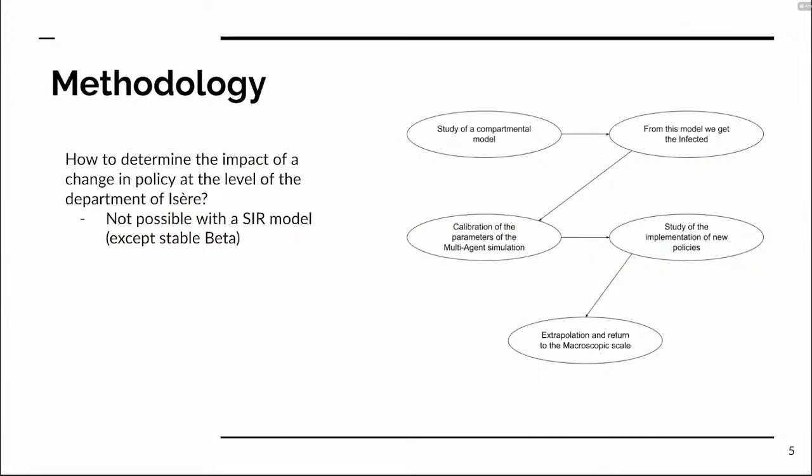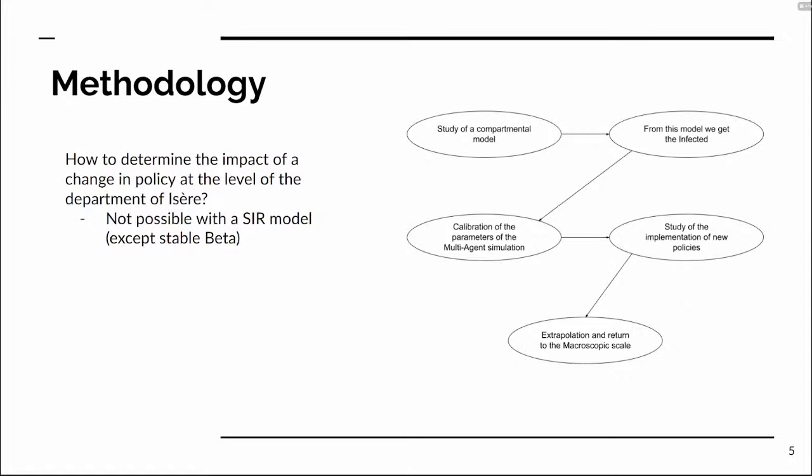So first, I will just describe the methodology. The idea here was first to study a compartmental model, and from this compartmental model, we get the real number of infected over time in Isère. Thanks to that data, we will be able to calibrate the multi-agent simulation to follow the observed infected. After that, we will study the implementation of a new policy on the agent-based model, and we will try to extrapolate and return to a macroscopic scale.